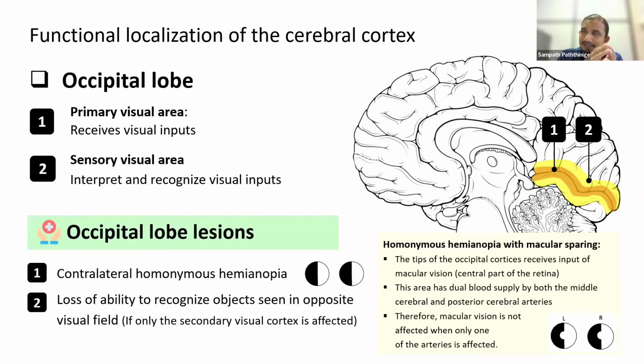So if there is a large damage of the entire visual cortex, of course there will be a contralateral homonymous hemianopia. The opposite side visual loss in both sides, both eyes. But if it is just one artery, the posterior cerebral artery, which is affected, the macular region will be spared. And because it is getting the blood supply from both.